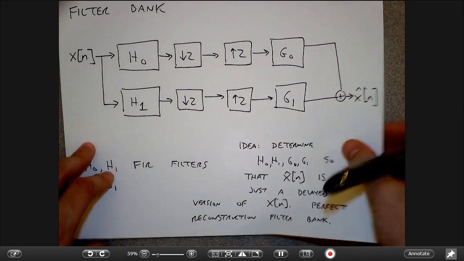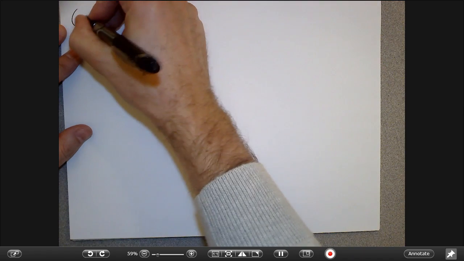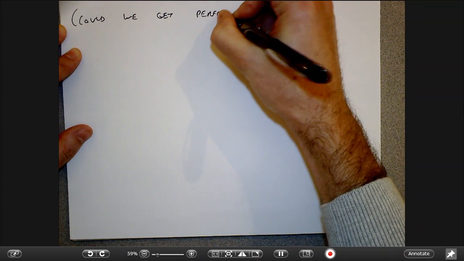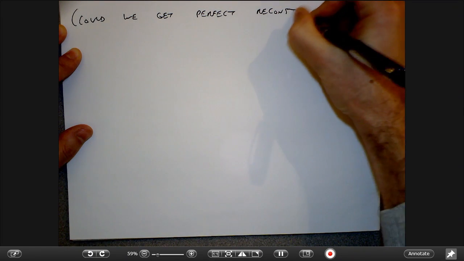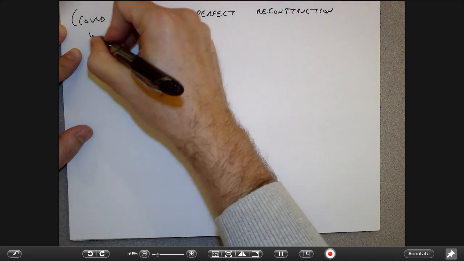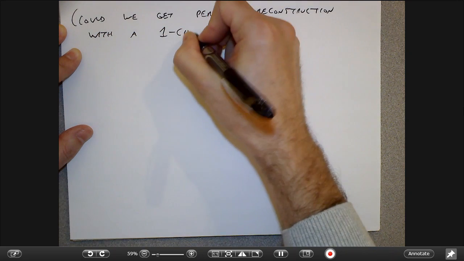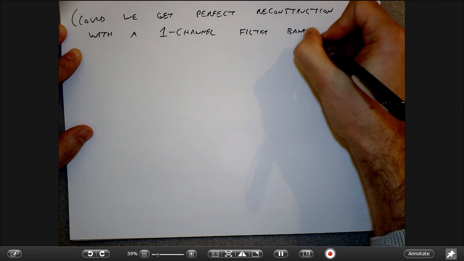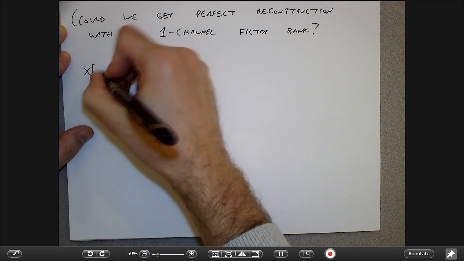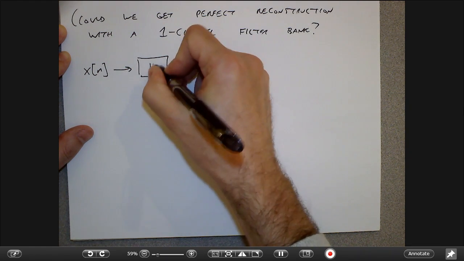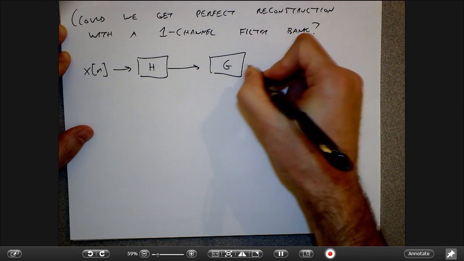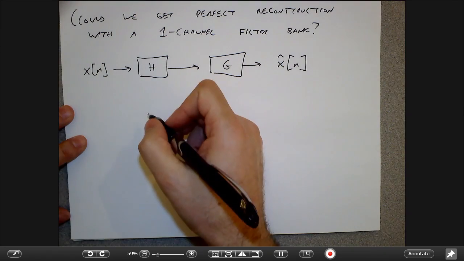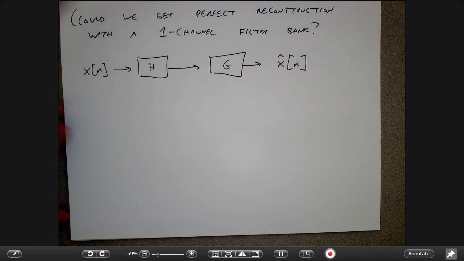So let me just pause and digress for a second. Could we get perfect reconstruction with a one-channel filter bank? So, for example, would it be possible to have just one filter here, not do any downsampling, have another filter here, and then get back the original signal? So this is like an inverse filtering problem in some sense, right?